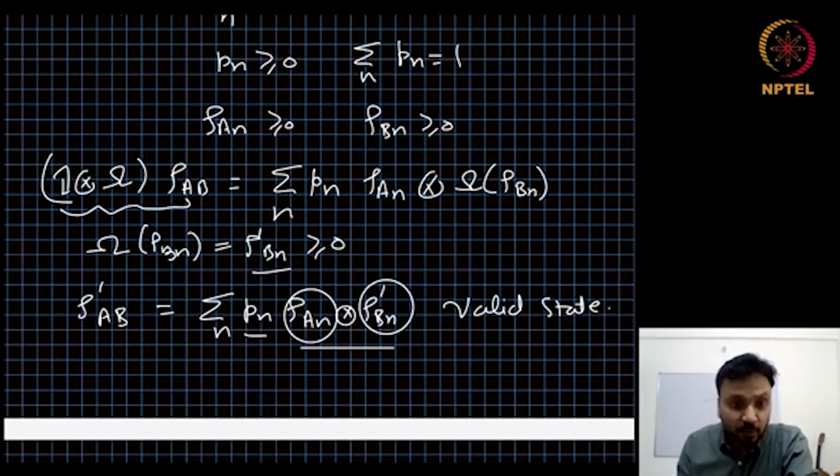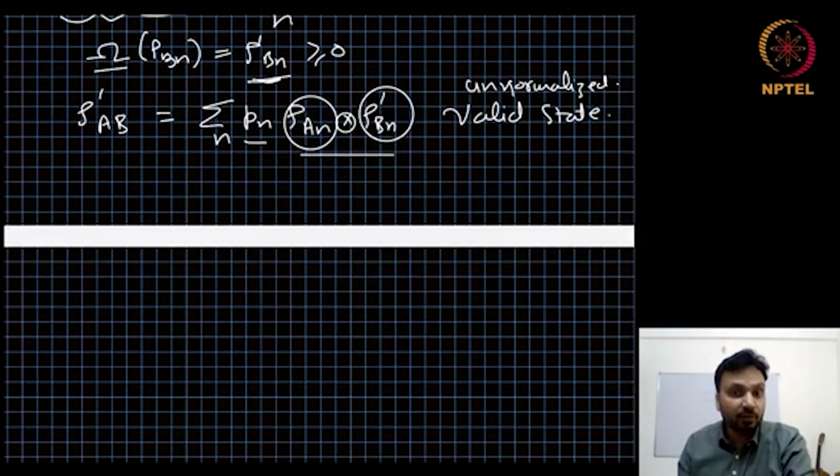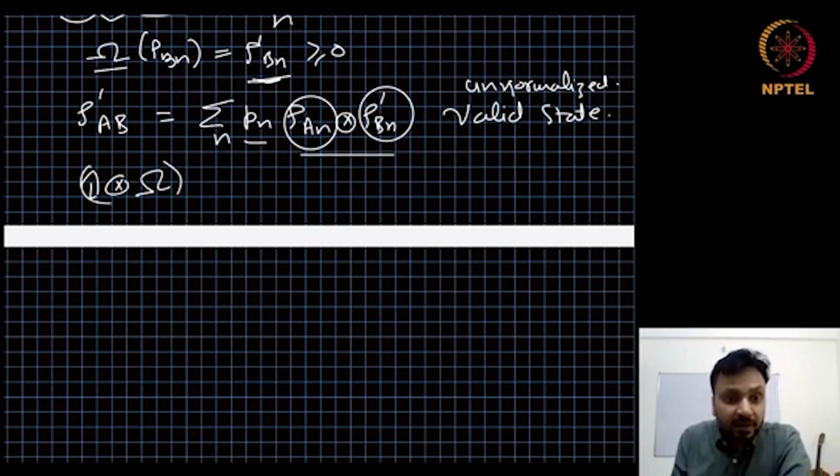It is possible that omega is just a positivity preserving positive map, but not trace preserving. In that case, this will have a different trace, so it will be an unnormalized valid state. But still a positive operator, and we can normalize it and get the state we want. So in that way, identity tensor omega acting on rho AB results in a positive operator rho prime AB.